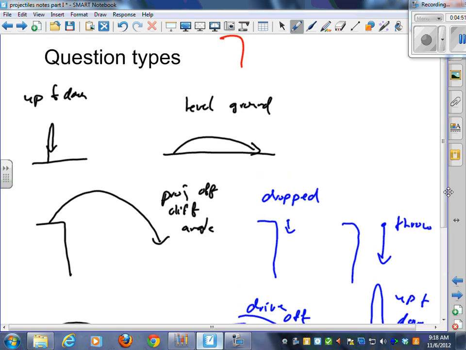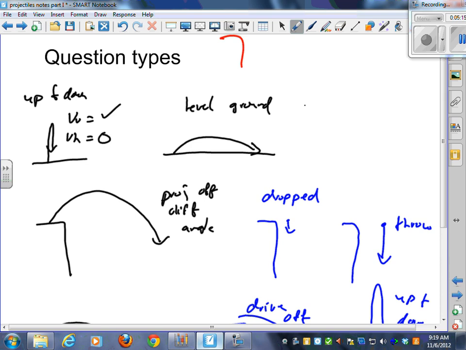Each one of these is going to be initial velocities. Let's talk about the vertical and the horizontal. Is there a vertical velocity on the up and down one? Going up, it's got to be vertical, right? So I'm going to put a little check mark there. There is a vertical there. Is there a horizontal? No, it's zero.